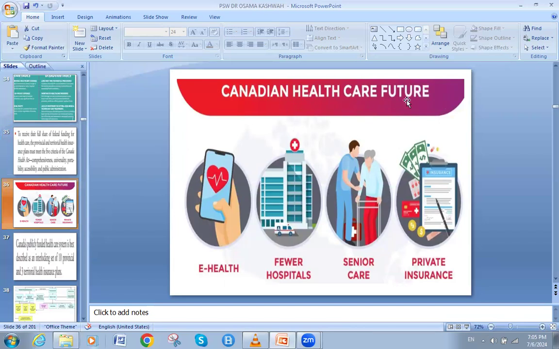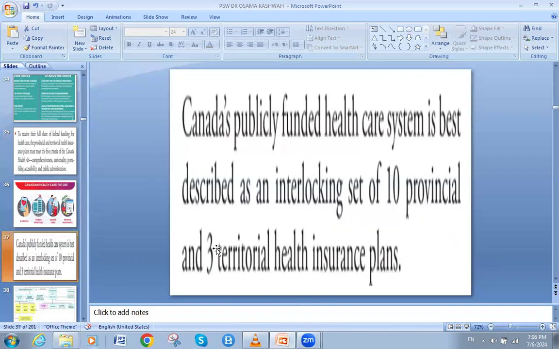Canadian healthcare future: e-health, fewer hospitals, senior care, and private insurance. These are some of the challenges which the Canadian healthcare system is facing now.